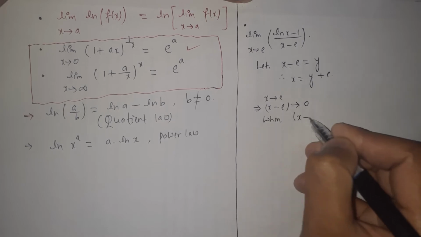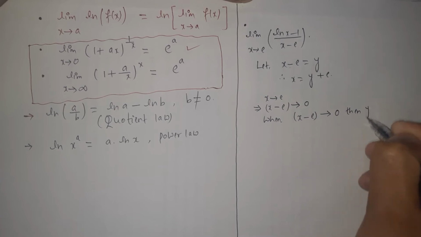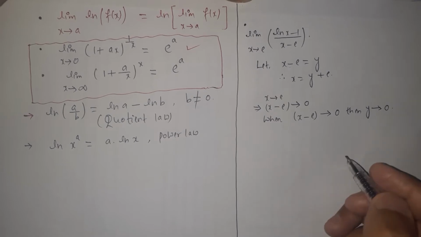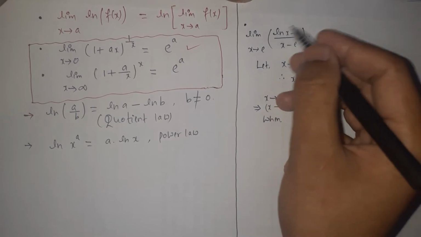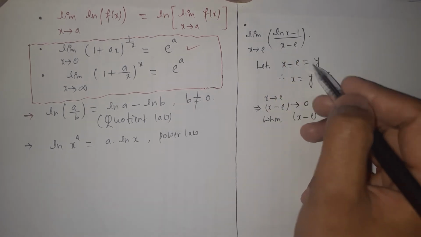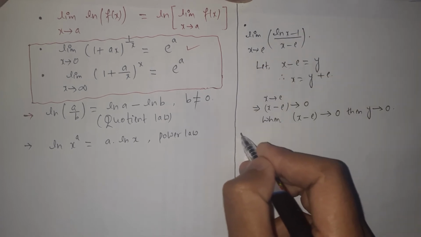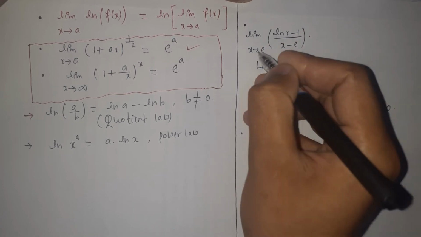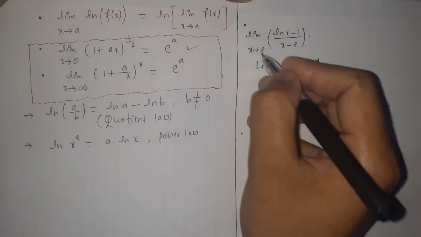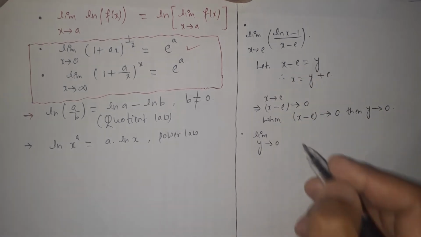When the value of x minus e tends to 0, then y also tends to the same number 0. Let's substitute the variable x by our supposition variable y. Then the expression becomes the limit, where x minus e approaches 0. Since x minus e is supposed to be y, y approaches 0.